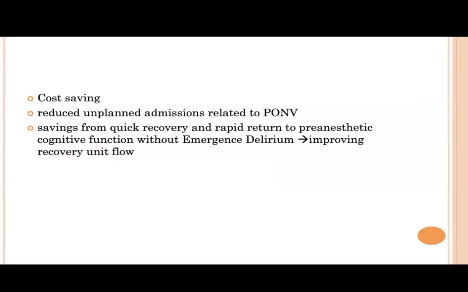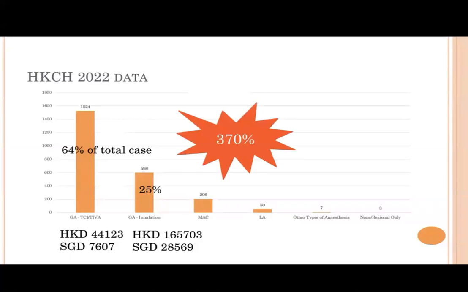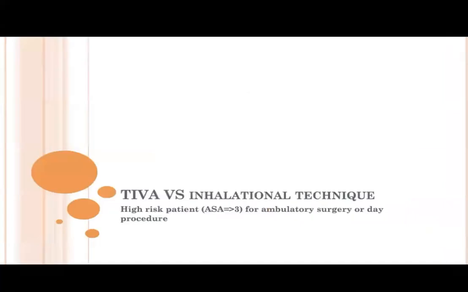TIVA is not only cost saving, but it also reduces unplanned admission due to post-op nausea, vomiting, and emergence delirium, which can further save the cost of unplanned admission. In our hospital, only 25% of our cases are done under inhalation, but the money we use to buy the inhalational gas is almost 4 times that used to purchase propofol. So there is a 370% increase in the expenditure on sevoflurane.